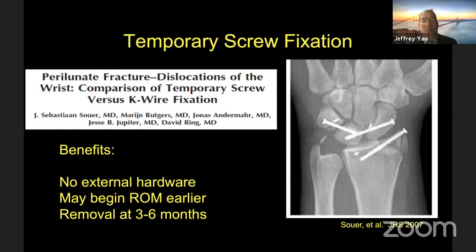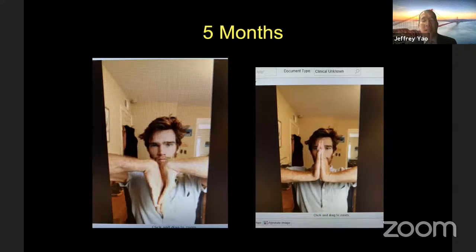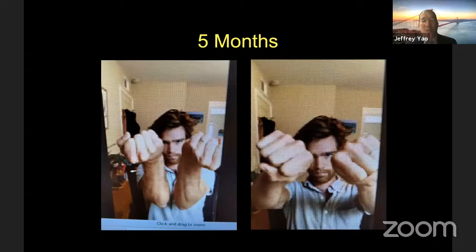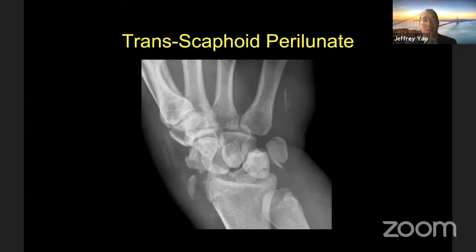and then the screws are removed, usually about 3 months after they're placed. And here's a patient with a typical result. Now, I should say this is a relatively atypical result, because most patients with perilunate injuries, because it's such a devastating injury, do lose some range of motion despite appropriate treatment.